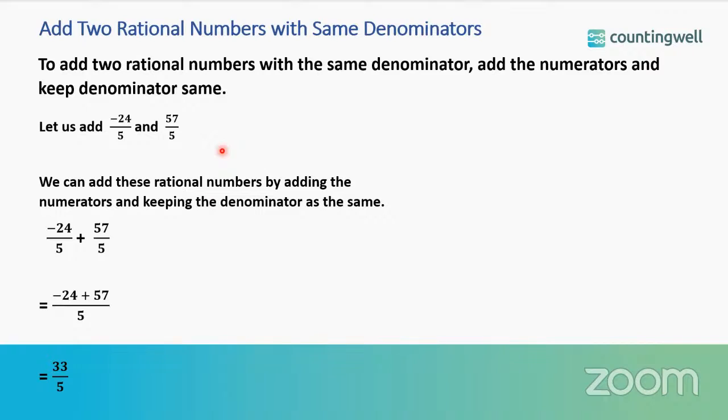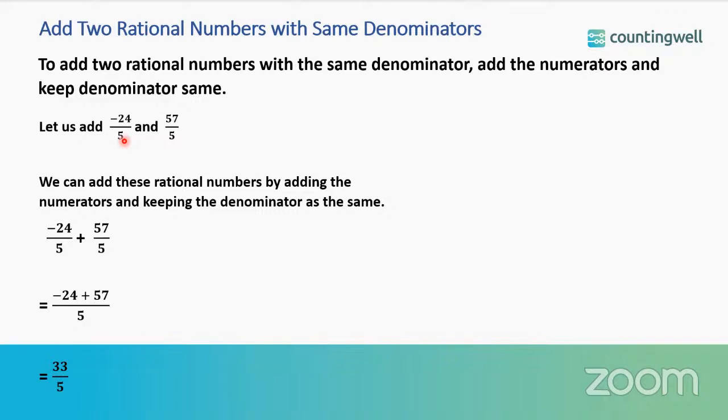Now let us see how to add rational numbers with the same denominators. So what are rational numbers? Rational numbers are the numbers of the form p by q, where p and q are integers and q is non-zero. So you can see minus 24 by 5 and 57 by 5, both are rational numbers. The denominators are the same, that is 5 and 5.